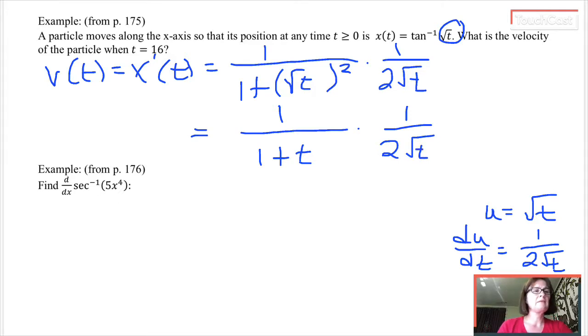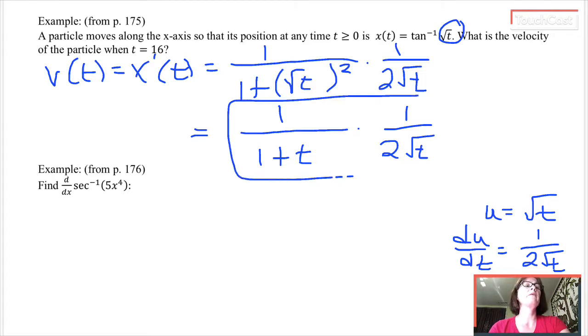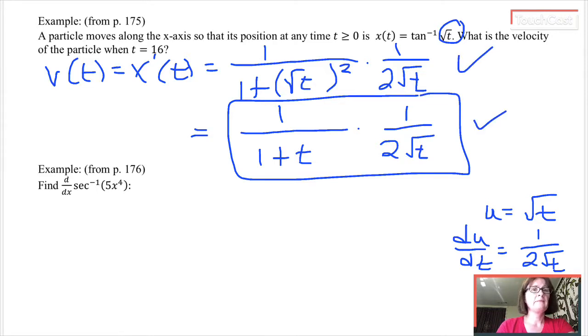You might find this answer choice, if I was going to guess, is how it would be written on a multiple choice test, instead of, for example, trying to distribute this 2 square root of t with the 1 plus t. So either one of these answers gets full credit on my test. Okay, and then I got one more here.